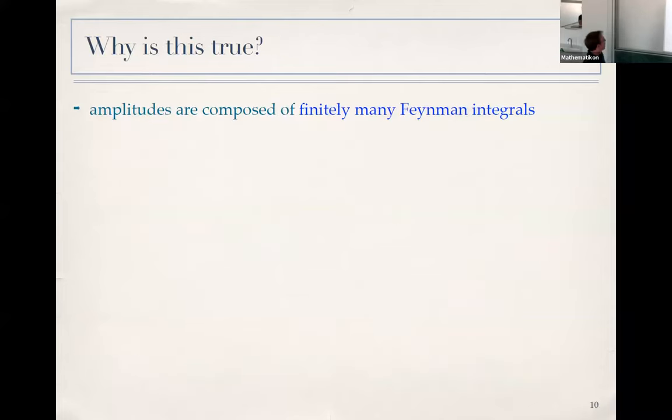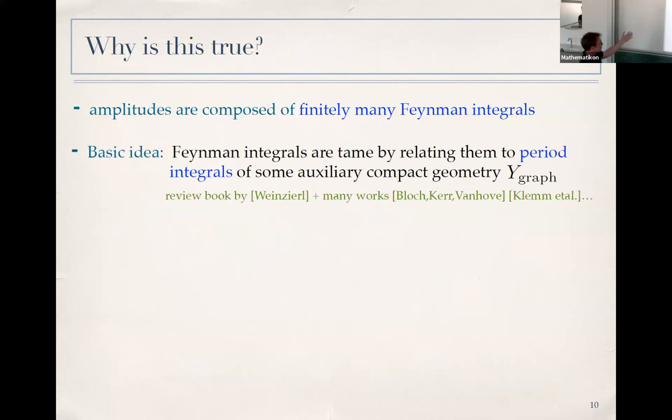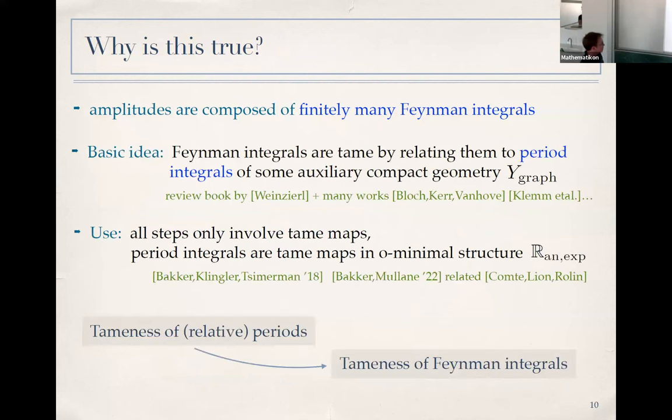Okay. Now, where does it come from? I don't have a lot of time. Essentially, I just state the basic punchline. It's essentially coming from the idea that Feynman integrals can be written, very generally, as relative periods of some associated geometry. Many here in the audience have worked on this, so there will be talks in the later part of the workshop. And the remarkable fact that they have been proved to be tame functions now also translates into the fact that all the Feynman amplitudes are.